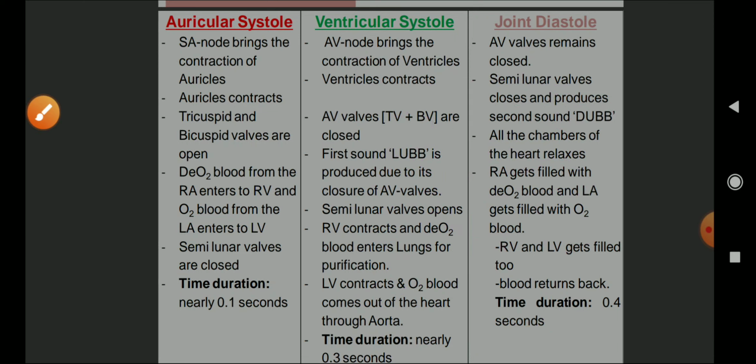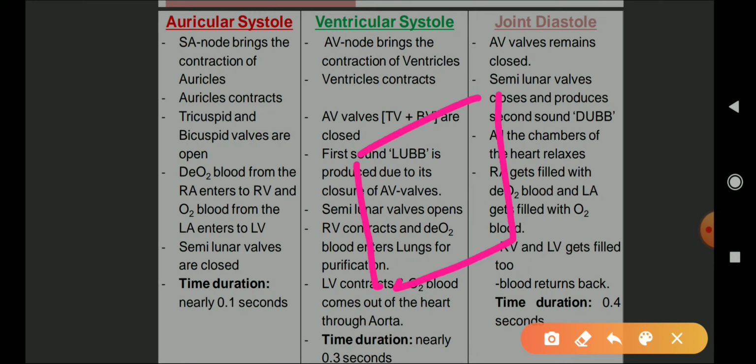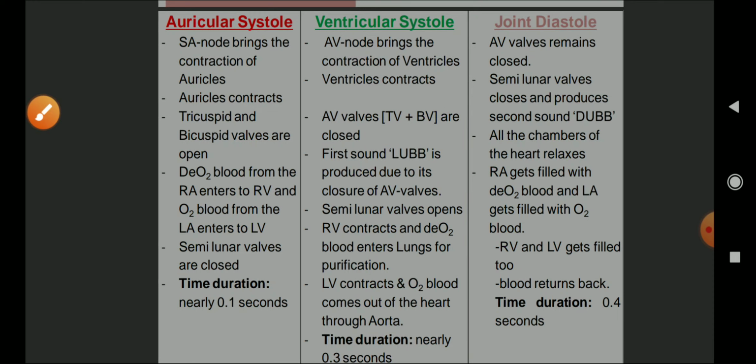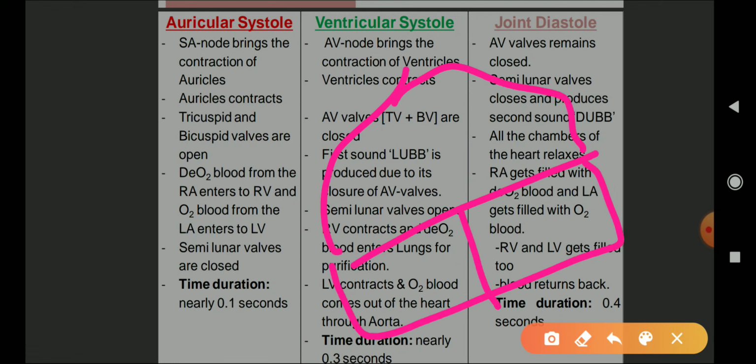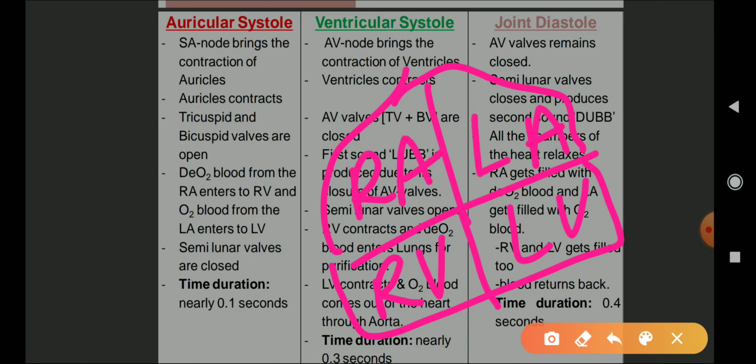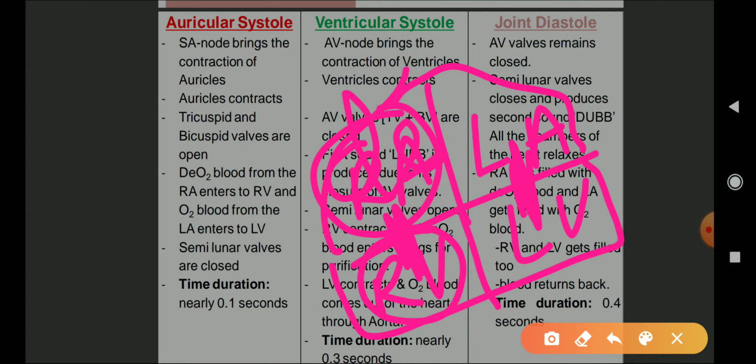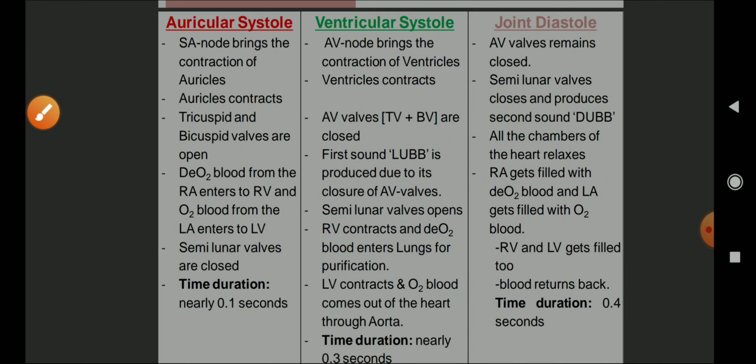Once again, this is the normal heart. During the contraction, the auricles are contracted and the ventricles remain as they are. This is the right ventricle, left ventricle; this one is the right auricle and this one is the left auricle. So the tricuspid and bicuspid valves will open. The deoxygenated blood from the right auricle enters the right ventricle and the oxygenated blood from the left auricle enters the left ventricle.